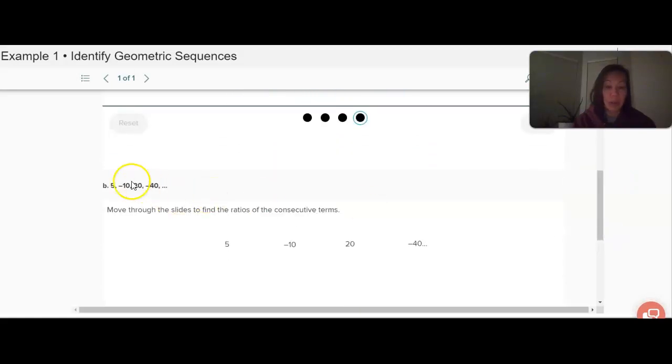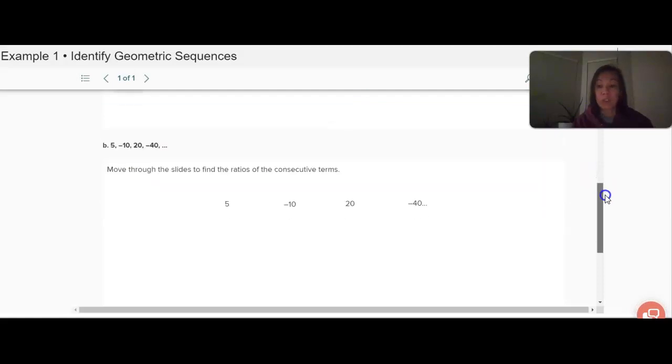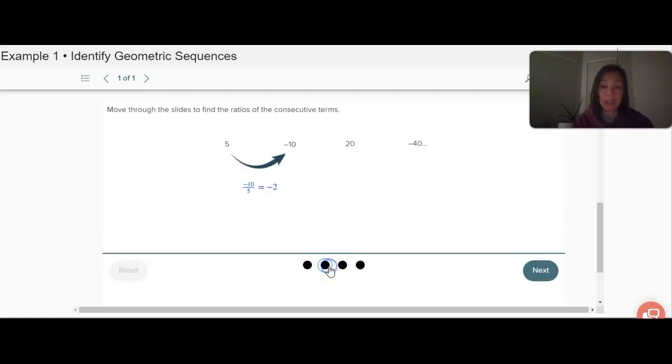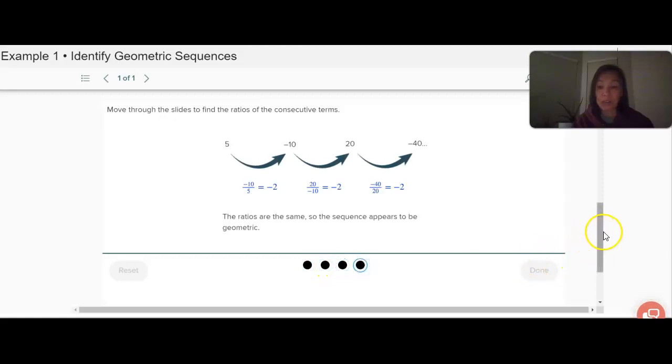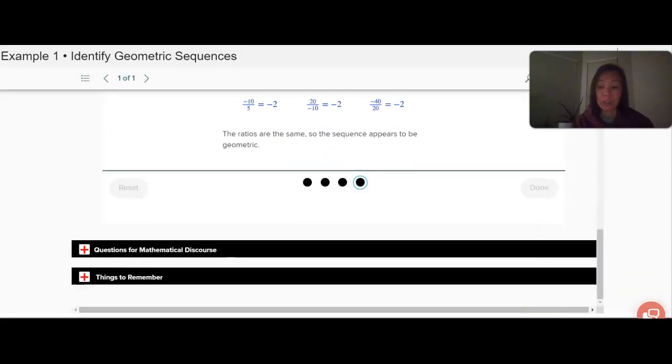However, if you think about it, 5 times what is negative 10? And that is negative 2. Is negative 10 times negative 2 20, and so on and so forth? Well, again, if we divide these, we will see that if we divide each of these, we get negative 2. So this one is, in fact, a geometric sequence. So first of all, you need to be able to identify if it's geometric.